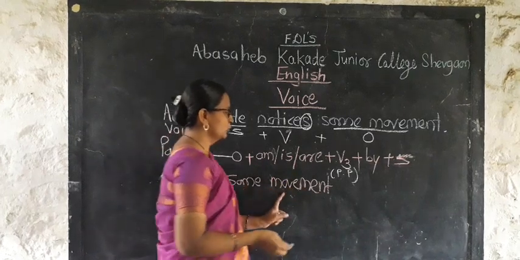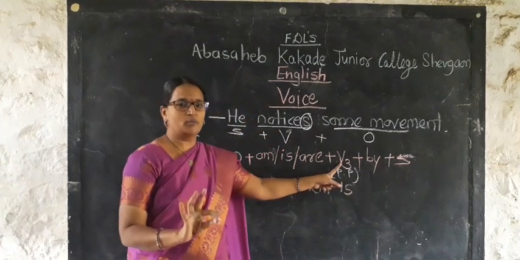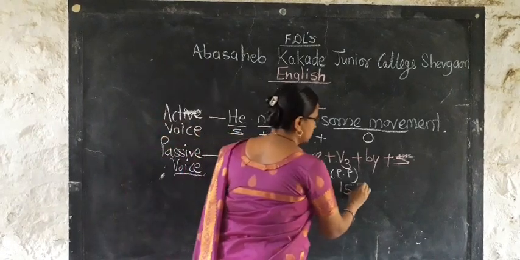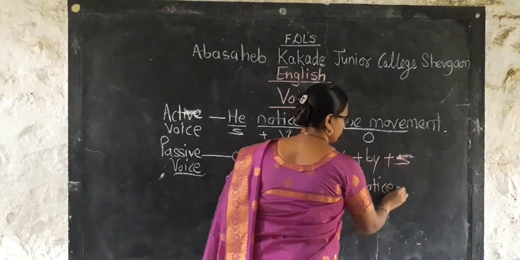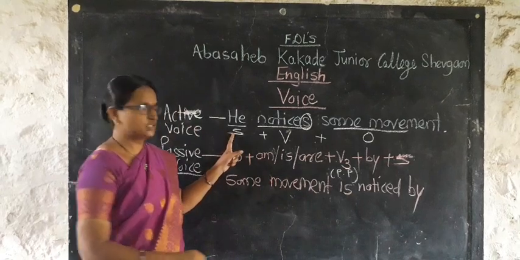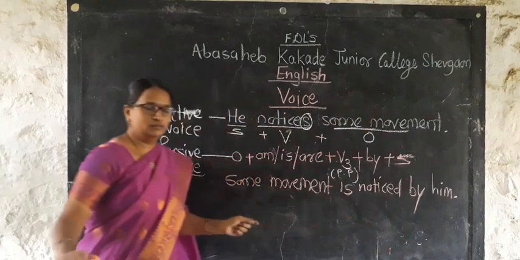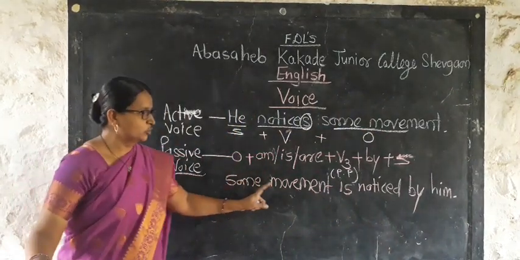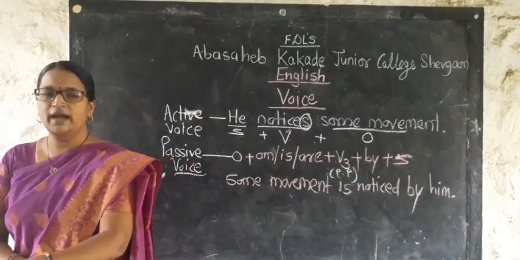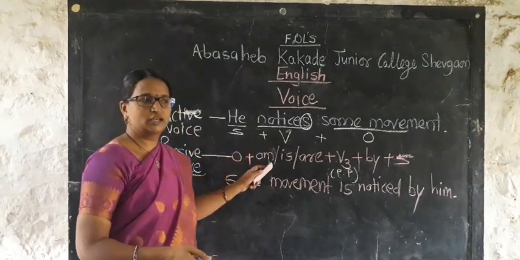So here some movement is, then V3, third form of the verb. Here verb is noticed, and third form of the verb is noticed. By, now he changes into him, and now passive voice will be some movement is noticed by him. So this is how we have to change active into passive voice with the help of these given structures.